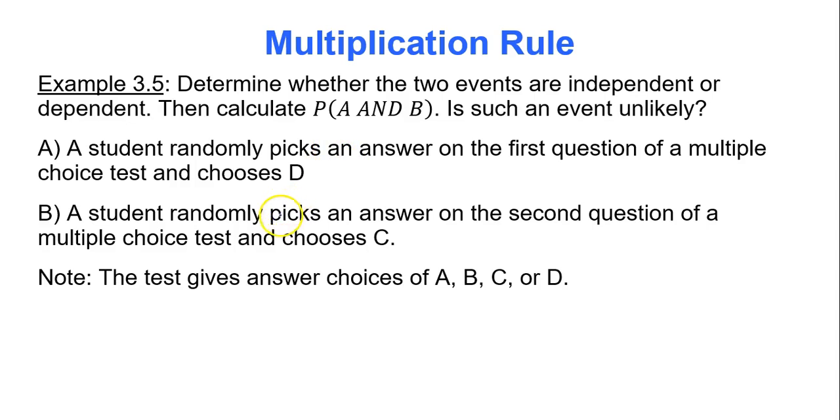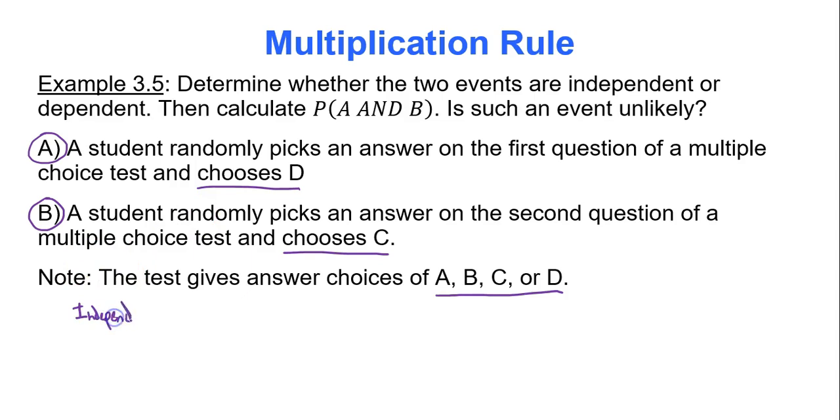So determine whether the two events are independent or dependent, then calculate the probability of event A occurring and B occurring. Is such an event unlikely? A student randomly picks an answer on the first question of a multiple choice test and chooses D. That's my first event A. My second event B is a student randomly picks an answer on the second question and chooses C. So the big question is, does this student picking D on the first question impact the probability that the student will choose C on the next question? In other words, since there's four answer choices, will there still be a 1 in 4 chance in either case? And the answer is yes.